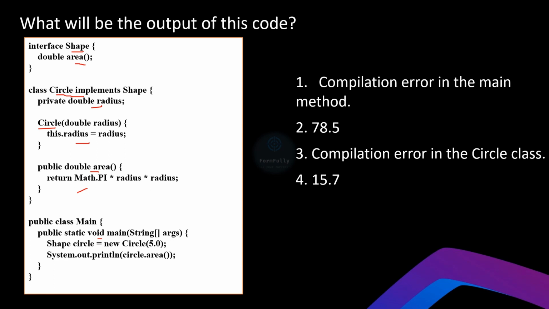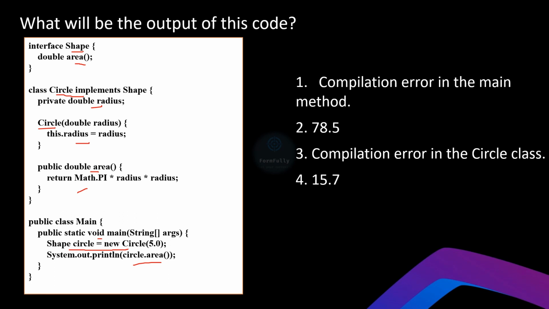Inside the main method, we create an instance of the circle. Since circle implements the shape interface, we can reference the circle object using a reference variable of the shape. Finally, we call the area method on the circle object and print the value to the console using System.out.println.